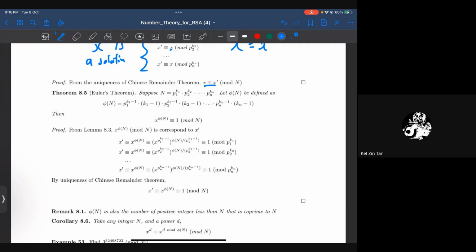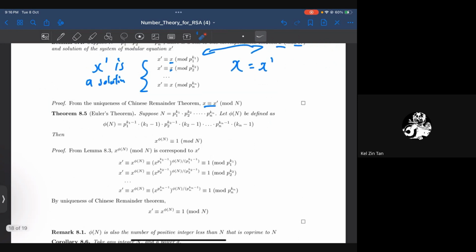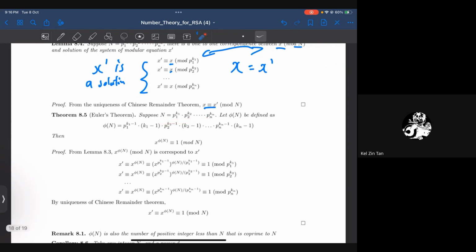Okay, so Euler's theorem is our final theorem required for RSA. Suppose my modulus is not a prime power. My modulus is some composite number. So I write my composite number as a product of prime powers. This is the factorization. Then I define phi of n. This symbol is called phi. So I define phi of n as this thing.